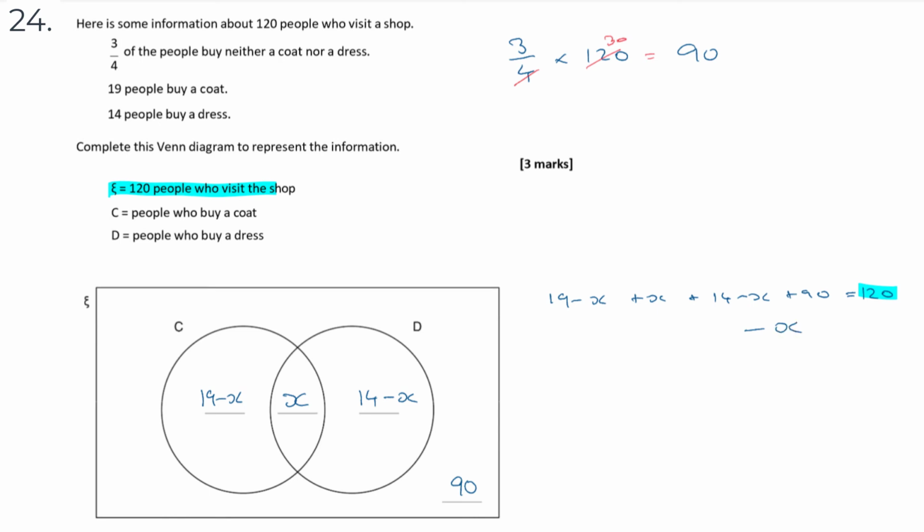Collecting like terms, I've got minus x, x and minus x, so that's minus x, and I've got 19, 14 and 90. Well, 19 and 14 is 33, plus 90 is 123. So I've got 123 minus x equals 120. So that means x is going to have to be 3, isn't it? x is 3. So now I know that there are 3 people in the middle, which means there must be 19 minus 3, 16 people here, and 14 minus 3, 11 people here. There we're done.